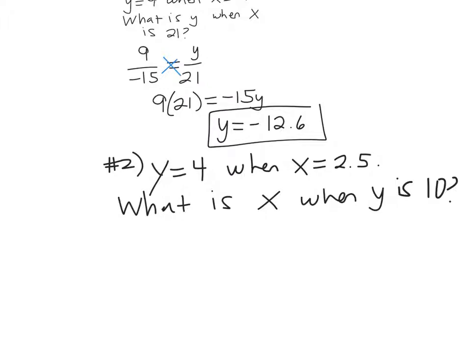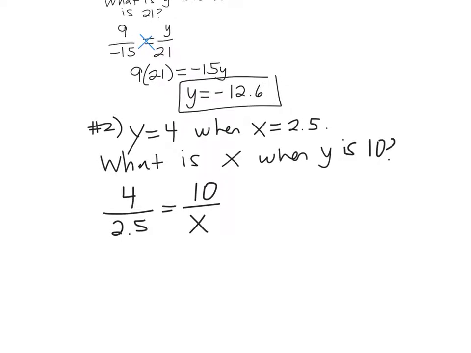So we're still going to set up our proportions, and make sure if you start with y on top and x on the bottom, you do y on top and x on the bottom on the other one too. So we go 4 is to 2.5, so y over x equals y, which is 10 over x this time. Then cross multiply and solve. So we get 4x equals 2.5 times 10, which is 25. Divide by 4, x is 6.25.